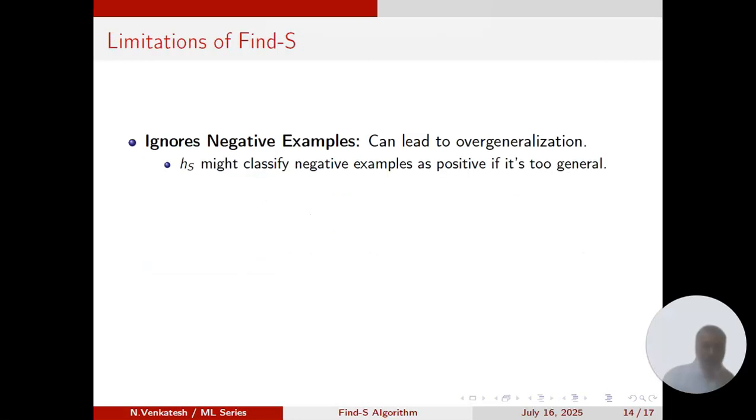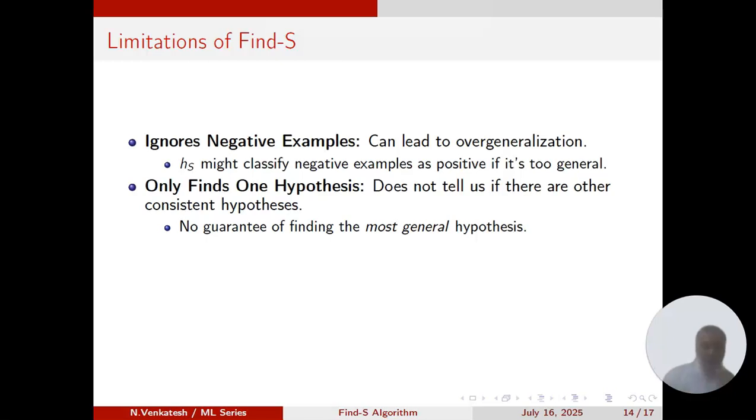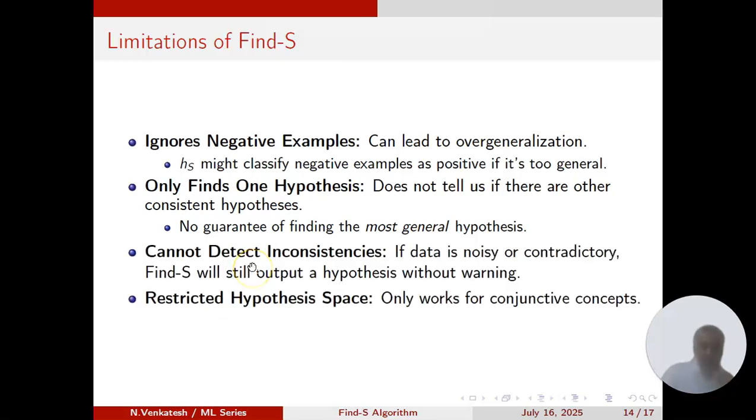One of the limitations of this Find-S algorithm is that it ignores the negative examples, and as it ignores them, it may lead to over-generalization, which may classify some negative examples as positive. And it finds only one hypothesis. There might be many hypotheses which satisfy the training examples, and the hypothesis that we found may not work well on new examples. We will discuss more issues in the next class.